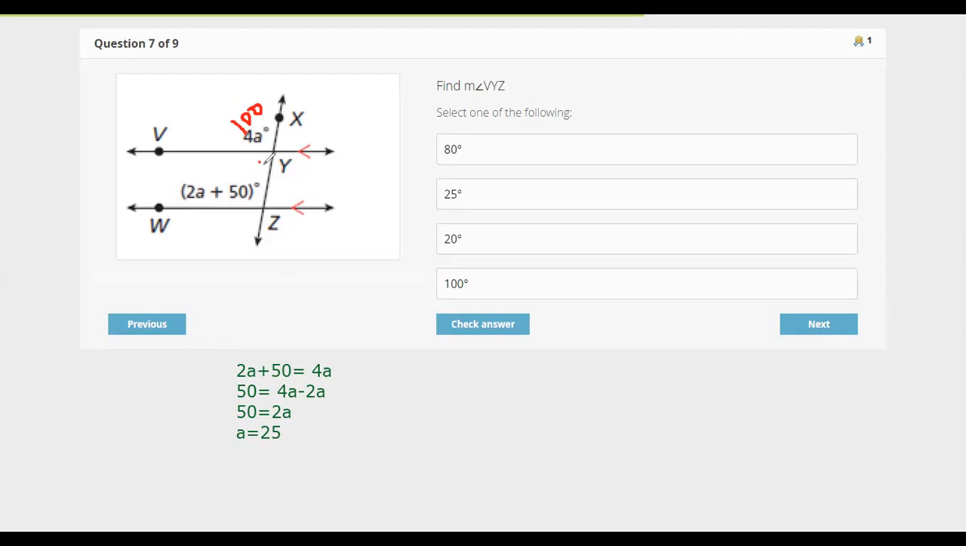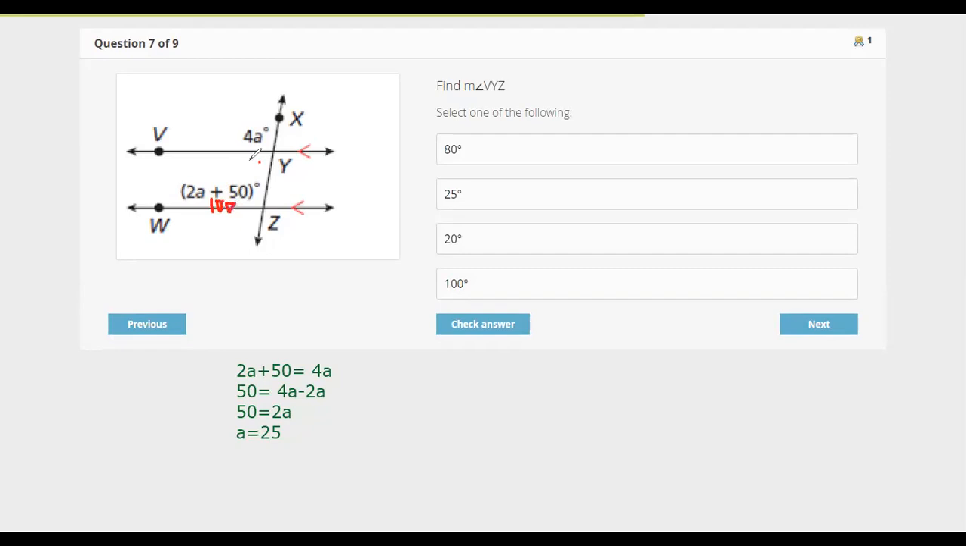There is another method. If you don't want to substitute in 4a, you will substitute in 2a plus 50. Then 2 times a, which is 2 times 25, will be 50. 50 plus 50 equals how many? Equals 100. And after that, Miss, I have a question.